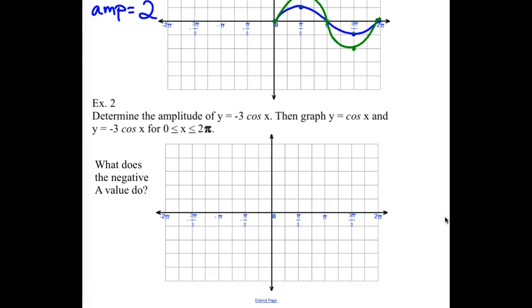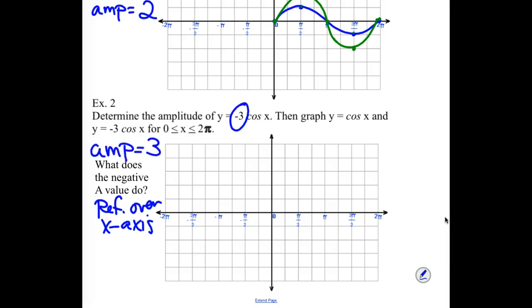All right, our next example. We have a negative 3 in front. The negative is going to cause that reflection over the x-axis. The 3 is going to be our amplitude. So we have a vertical stretch of 3.